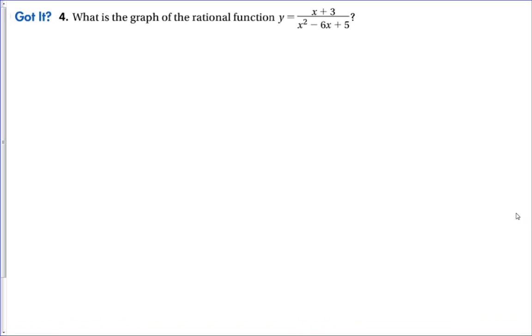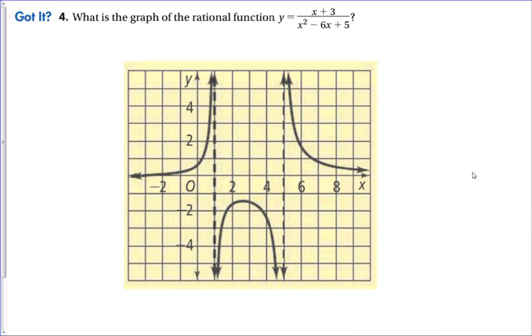All right, that should have been enough time. Hopefully that is what your graph came out to look like. You should have a vertical asymptote at 1 and 5. You should have a horizontal asymptote at y equals 0. And if you plot a few points, as you can see, you have a parabola down here. You have this curve here, and you have this curve here. All right, hopefully that's what yours looks like. It should. If not, go back and figure out why it doesn't.